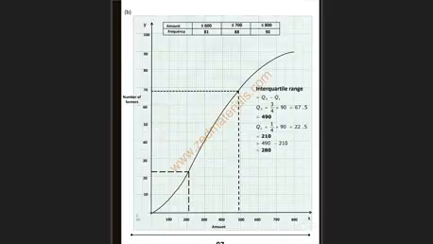Sometimes you may be told 2 centimeters represent 10 units. It means for every 2 centimeter box, you'll be counting as 10. So this will be 10, 20, 30, 40, 50, 60, and so on. It depends on what they've told you.